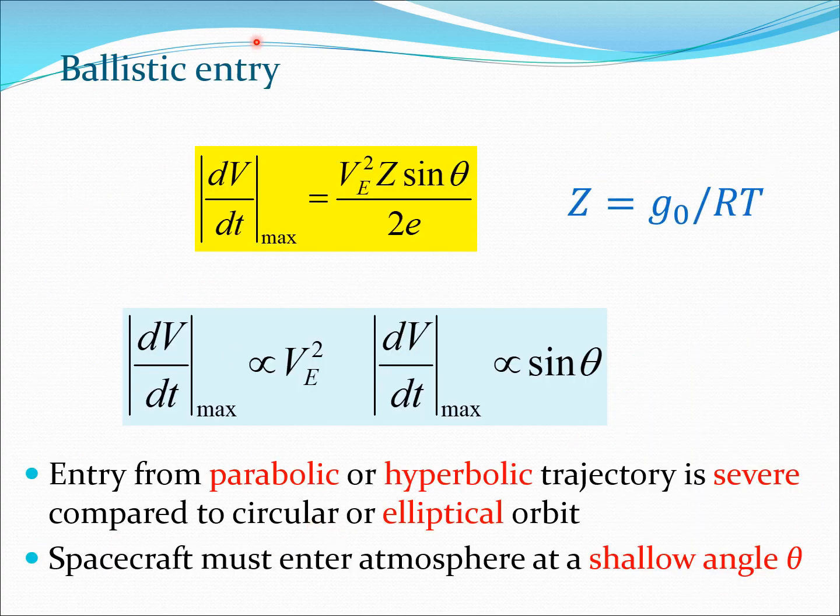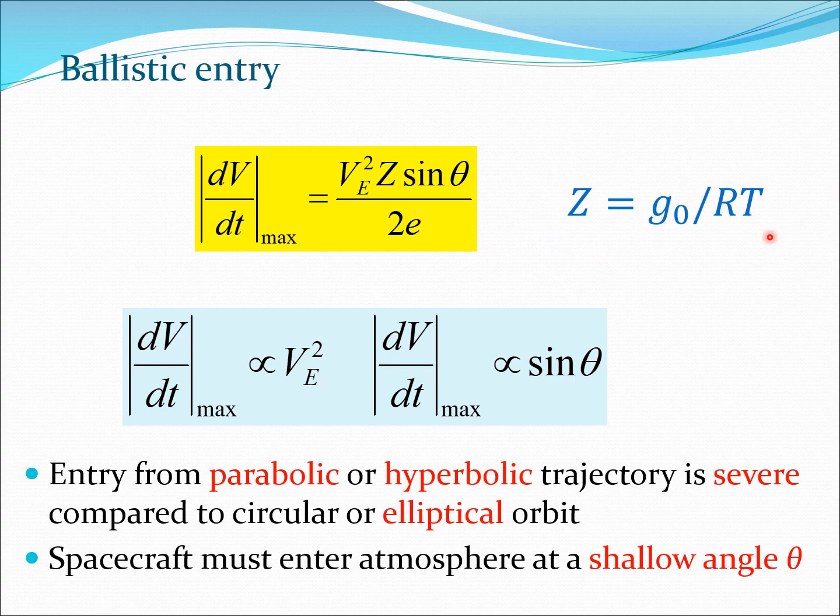So let us now summarize some of the things we learned today. We saw that this derivation could be done. That is the equation I have shown in yellow. dv by dt max is ve square z sine theta by 2e, where z is g0 by rt. So looking at this equation, we see that this maximum deceleration depends on the entry velocity, on the angle at which you are entering, and on this z value.